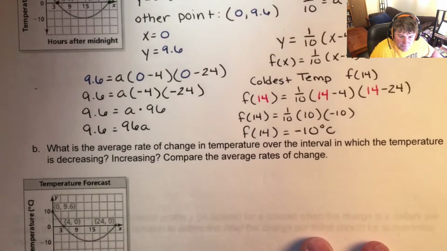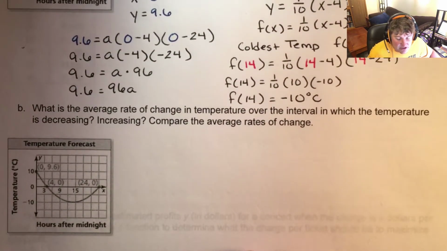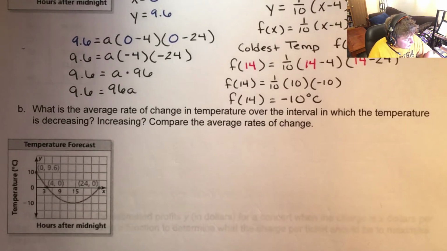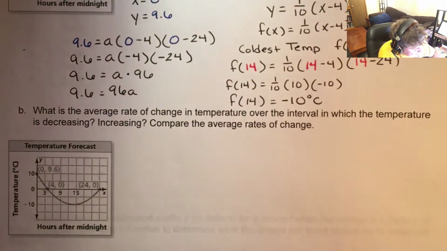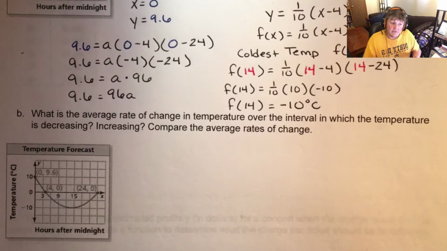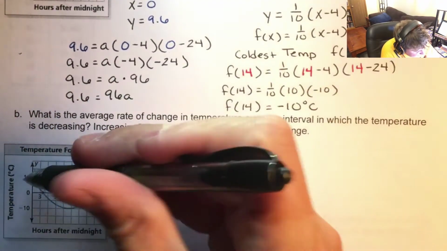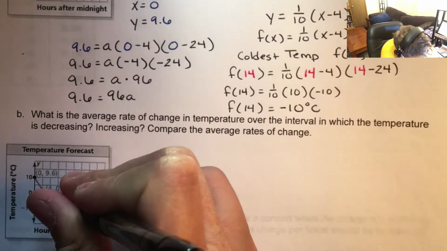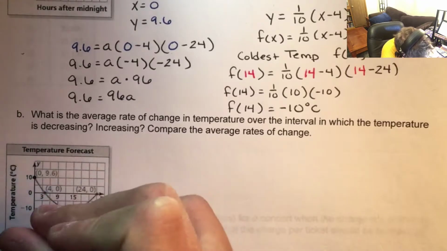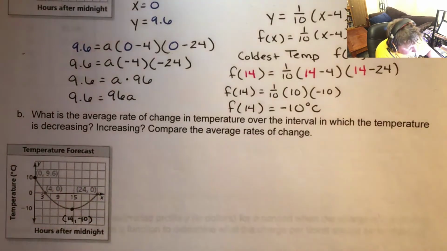Okay, so what is the average rate of change over the interval in which the temperature is increasing and decreasing? Okay, so let's just talk about increasing, decreasing. This is important. Increasing is when the graph is going up from left to right, and decreasing is when the graph is going down from left to right. So we know that the graph is decreasing from here all the way to this vertex, which we know to be 14, negative 10 based on the previous problem.